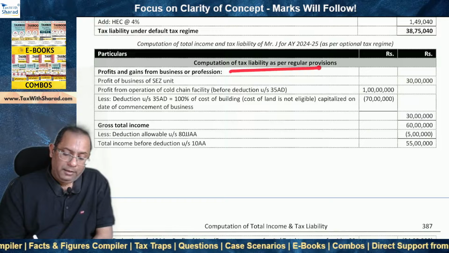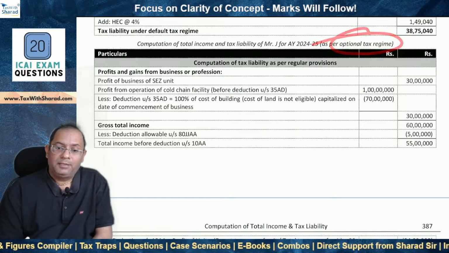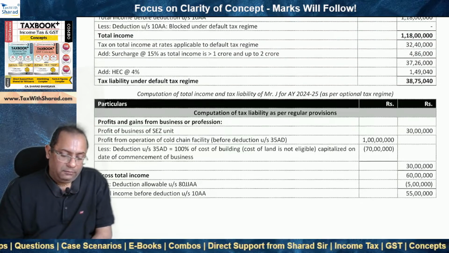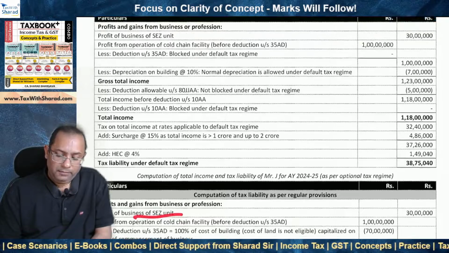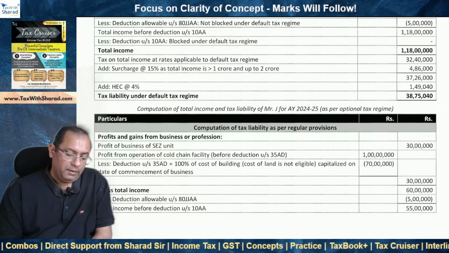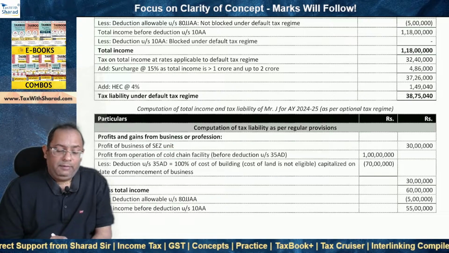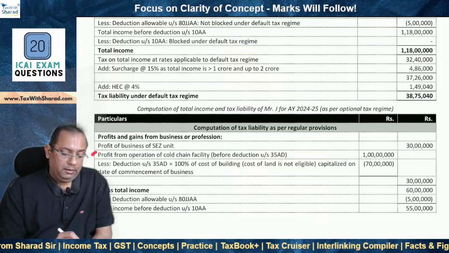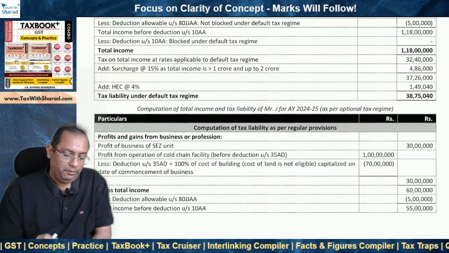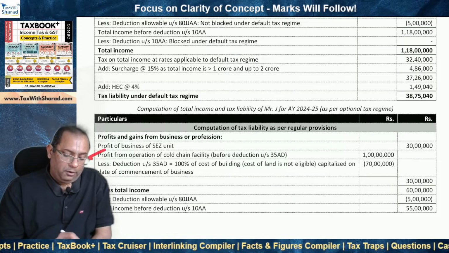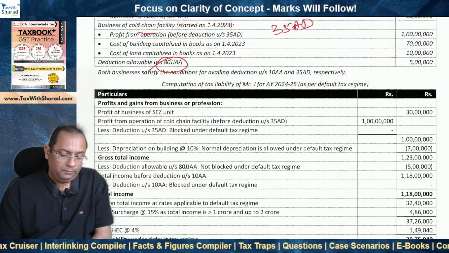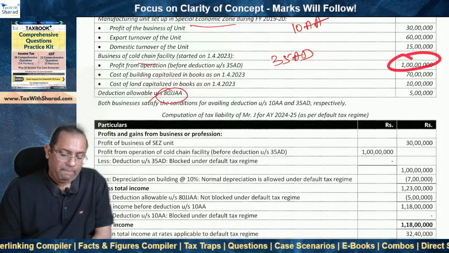So computation of tax liability as per regular provisions under the optional tax regime. Now we compute profits in case of business or profession. Profits of business of SEZ unit is 30 lakh. 10AA deduction is available, but as I said, you do not allow this under the head PGBP, but from the total income you allow 10AA deduction. So this will come at a later point of time. Now profit from operation of cold chain facility before deduction under section 35AD, 1 crore.